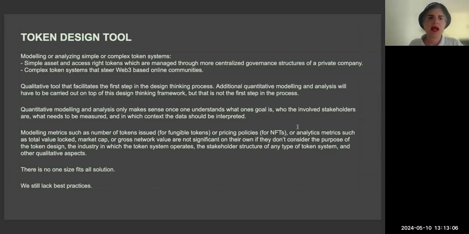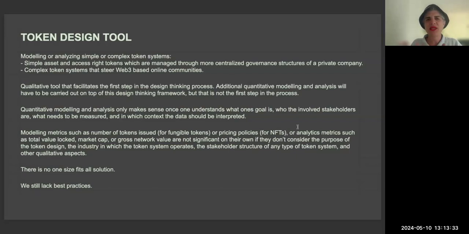This framework is a qualitative tool. If you're expecting some quantitative analysis, I very often get questions like, if I issue tokens, how many tokens should I issue? And from a legal perspective, the first questions are legal questions. And then I'm like, okay, but what do you want to do? What is your purpose? What are your political principles?